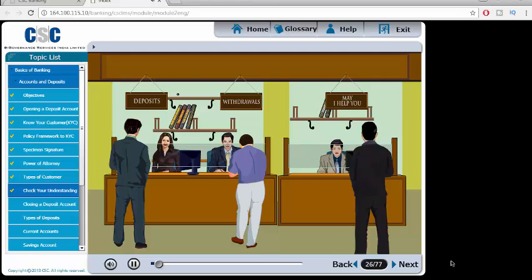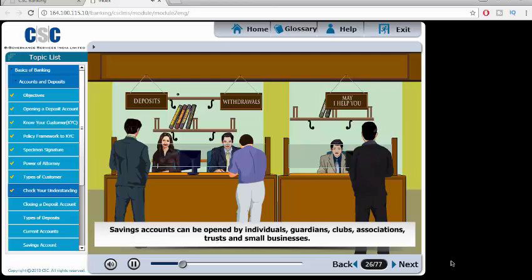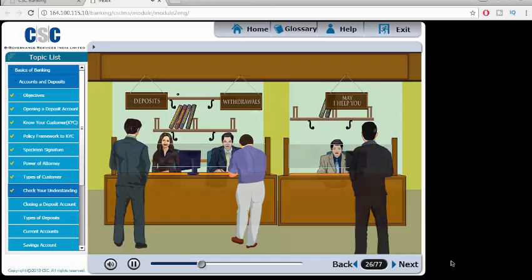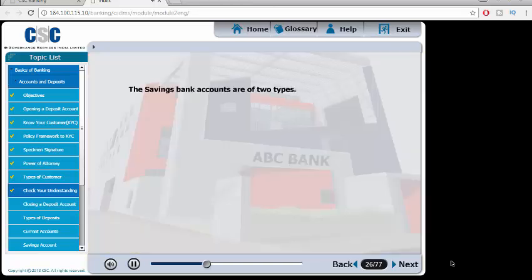Savings bank accounts are opened to keep savings of individuals and small businesses. Banks pay interest on these accounts. Currently, RBI regulates the rate of interest on savings accounts. Savings accounts can be opened by individuals, guardians on behalf of their minor children, wards, clubs, associations, trusts, and small businesses. The savings bank accounts are of two types.